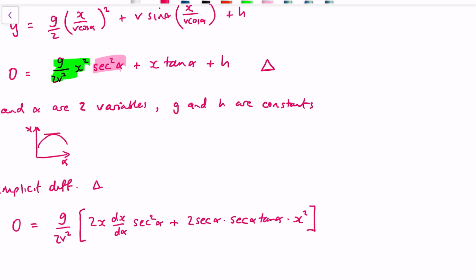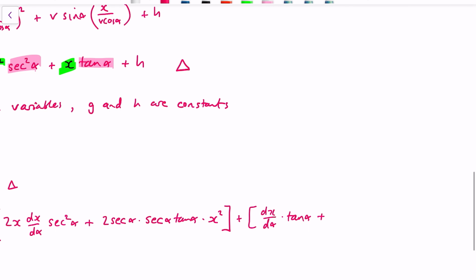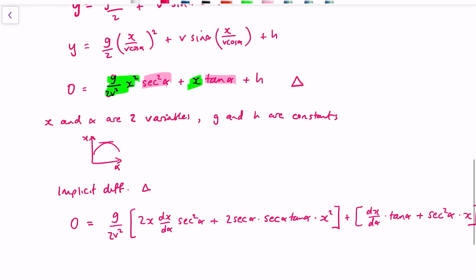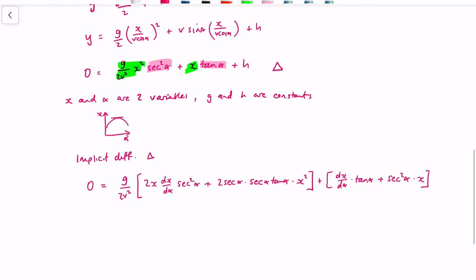And then we've also got to differentiate x times tan alpha using the product rule again. The first part is the derivative of x with respect to alpha. Okay, that's just dx d alpha multiplied by tan, and then plus the derivative of tan, sec squared alpha, times x, and then h disappears. Derivative of h being a constant disappears. So we've got this absolute mess. Now we could make dx d alpha the subject of the equation, but we're trying to find the biggest value of x for some value of alpha. So dx d alpha is actually 0.